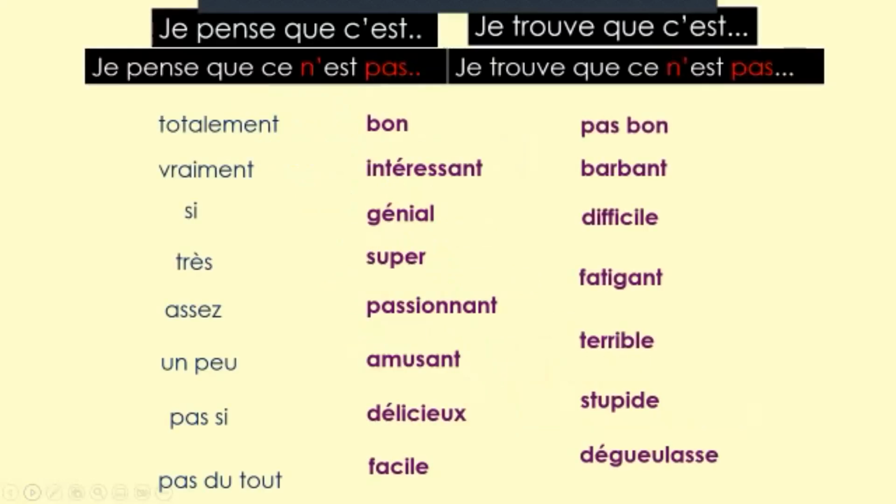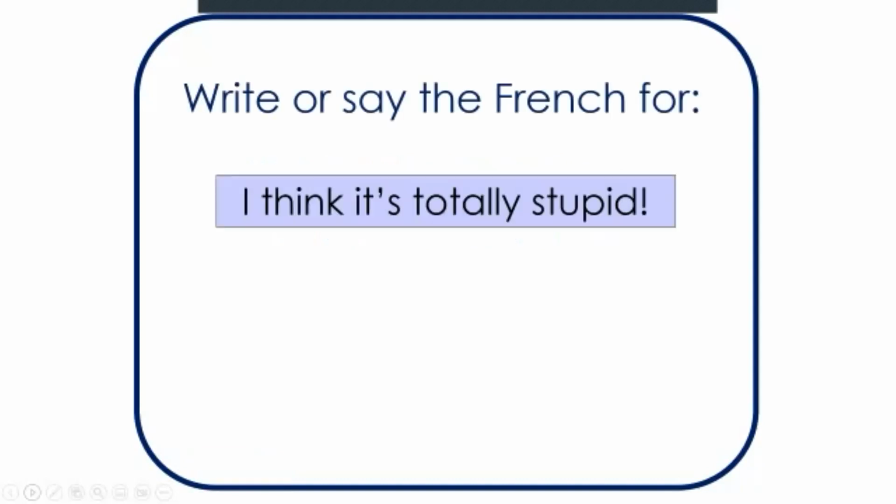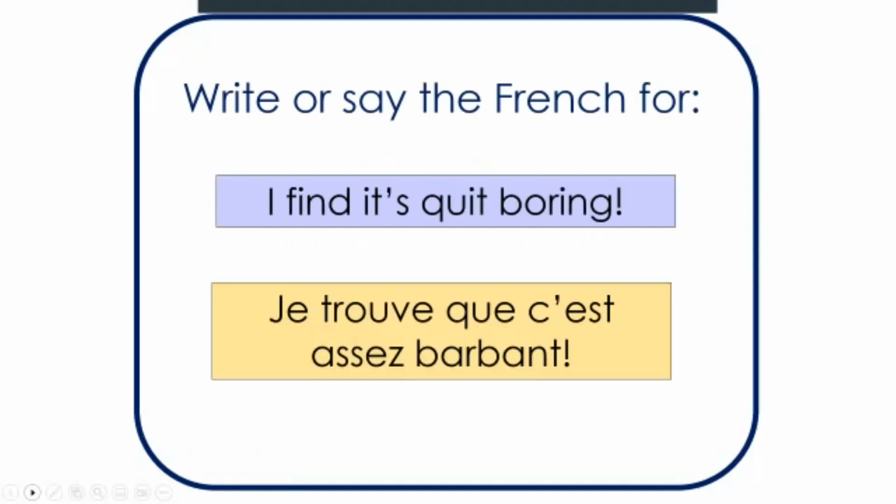And then we can now take these and make them into full phrases. So, je pense que c'est totalement génial. For example, we've got our positives and our negatives and our qualifiers in the first column. And then it's a nice idea, I would probably say, to do oral translations rather than mini whiteboard, so you then ask the students to either write or say the French for some set phrases that include the verb, the opinion bit, je pense que, the qualifiers, we've got totally here, and then we've got our adjective, stupid. You can go through a few of these just to practice.